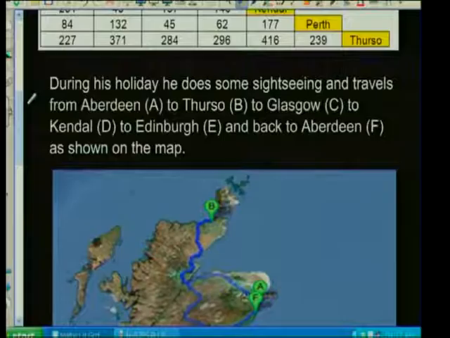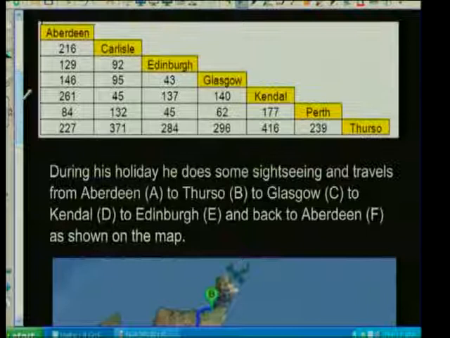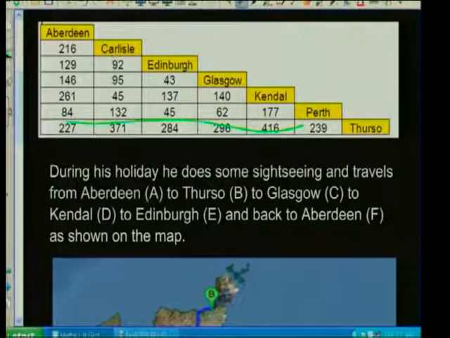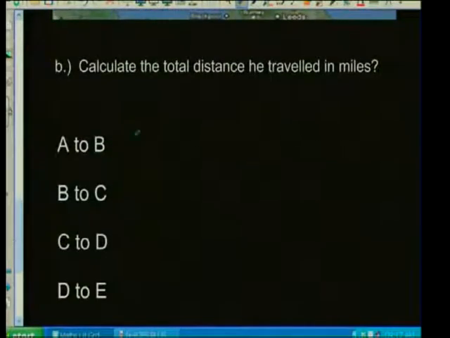So A was Aberdeen and B was, can't pronounce that, Thurso. Right, so we do A to B, it's 227. So that is 227 miles. Don't forget your unit. Although if you leave your unit out at this point in the question, I'm not too unhappy with that. But don't forget at the final part of the question, when you give your final answer, you need to add the units.